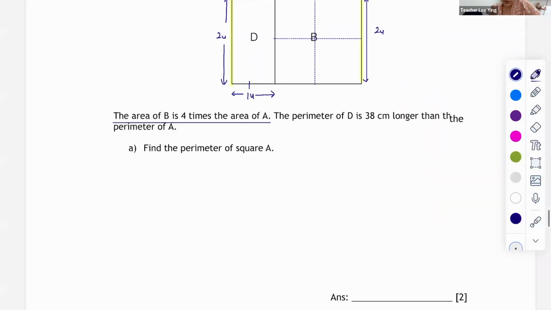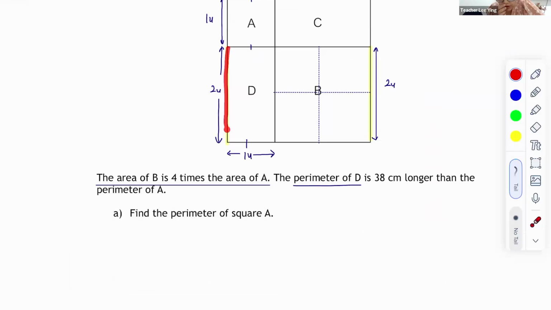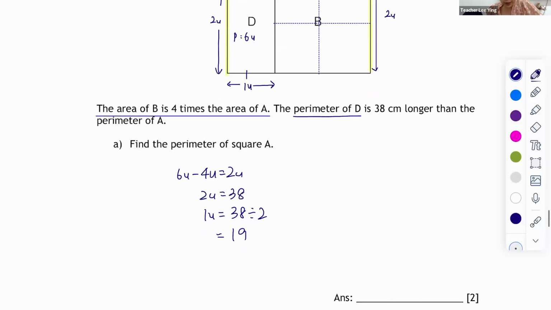So the perimeter of D is 38 centimeters longer. So let's count. The perimeter of D is going to be 2 plus 1 plus 2 plus 1. Perimeter is 6 units. The perimeter of A is 4 units. So the difference between the perimeters is actually going to be 2 units, which is 38. So 1 unit will be 19. Find the perimeter of square A. Perimeter of square A is 4 units. And that will give me 76 centimeters.